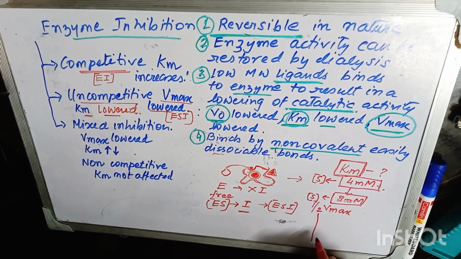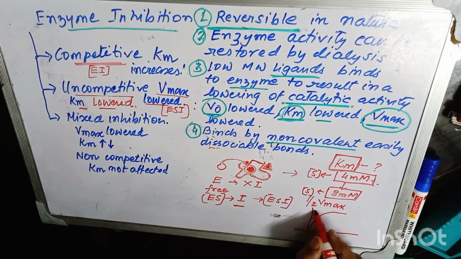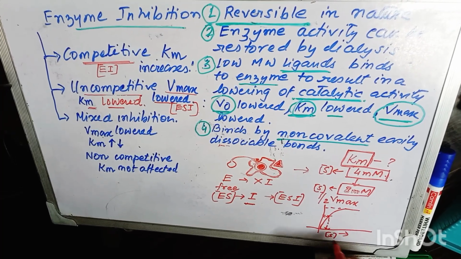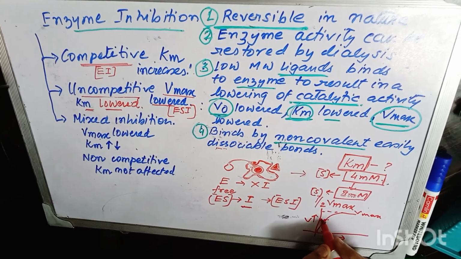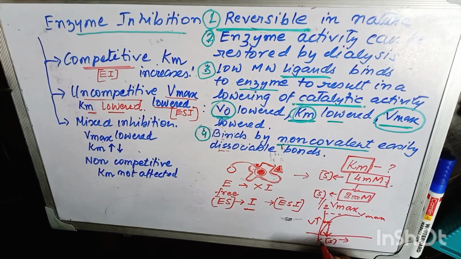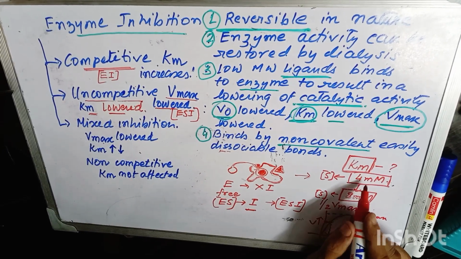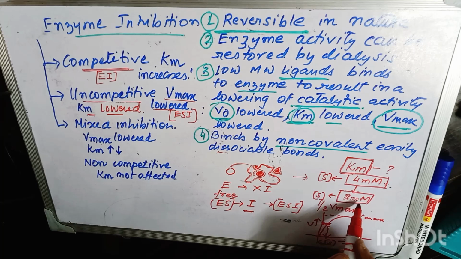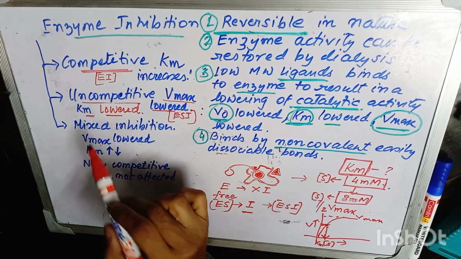You remember this curve? If this is full Vmax and this is half Vmax, now this is Km. This is the substrate concentration, and this is the velocity. The substrate concentration that is required to attain half Vmax is the Km. Now 8 millimole of substrate concentration is required. The Km value has doubled. So if the Km value is increased, we say that the substrate affinity is lowered.